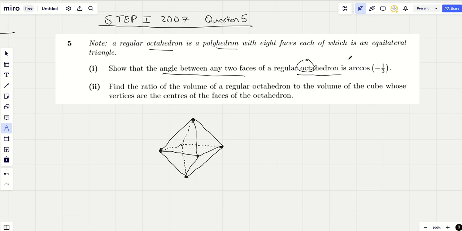Now, if you've never met arc cos before, please don't be freaked out by it. They just mean inverse cos of minus a third. I've got to show that the angle between any two faces is inverse cos of minus a third. The inverse cos of minus a third bit is not the difficult bit. They're basically saying find the angle between the two faces. Yeah, that's what they're saying. So that's what we should do.